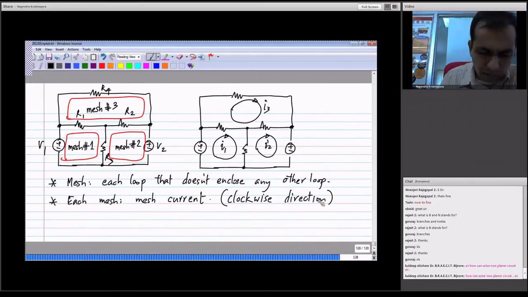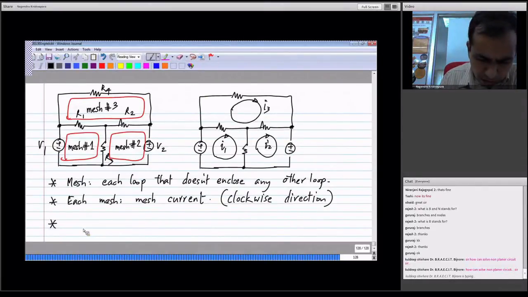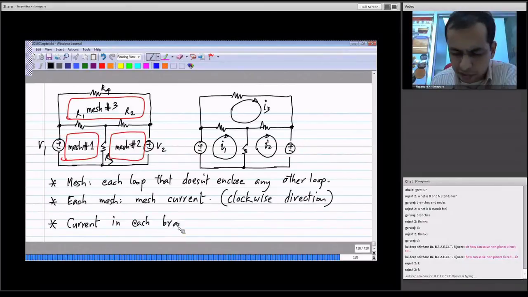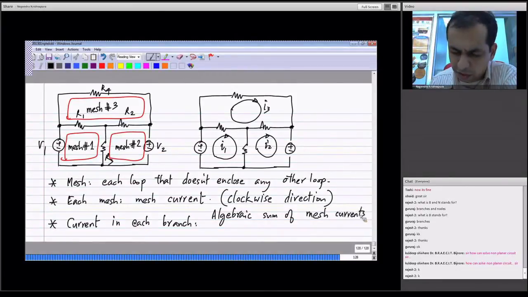Okay, and now the current in each branch can be written in terms of mesh currents. So the current in each branch is the algebraic sum, that is sum while taking into account the sign of the current, algebraic sum of mesh currents basically, and which meshes do we take? The meshes that the branch is part of.